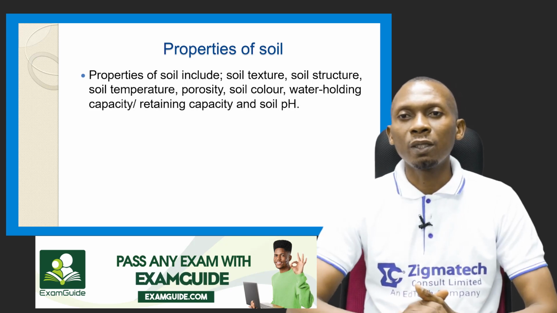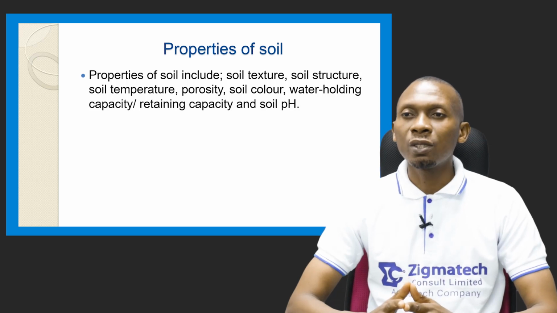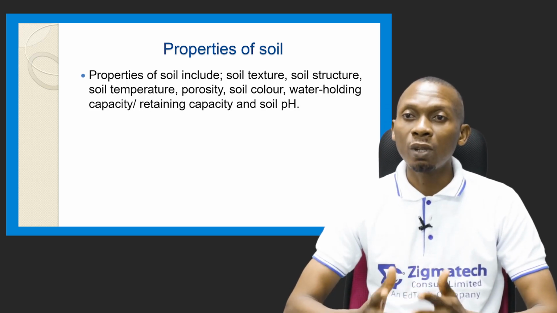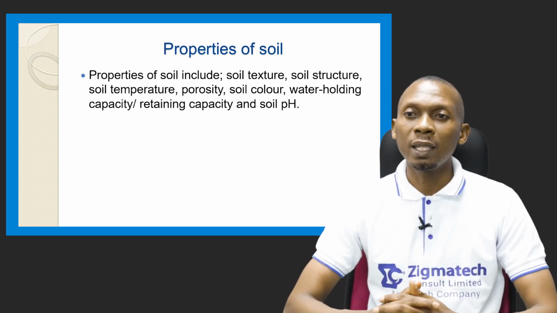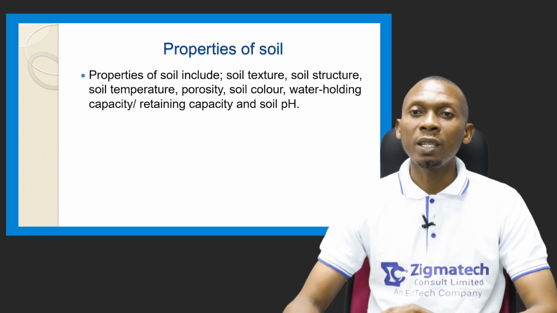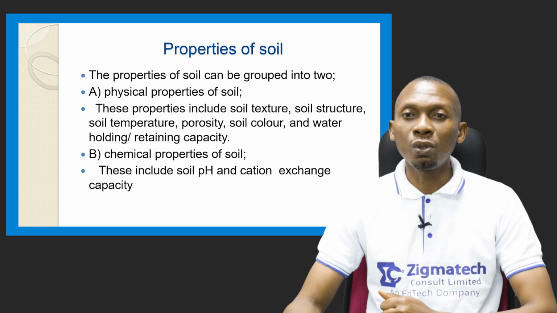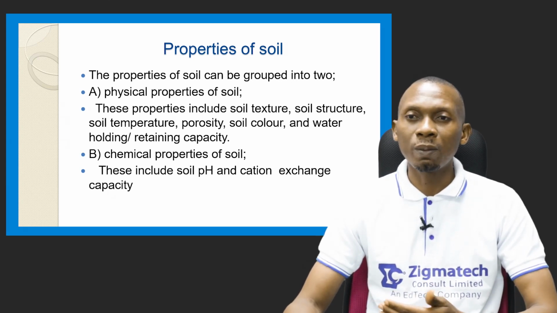Now, let's look at the properties of soil. The properties of soil include soil texture, soil structure, soil temperature, porosity, soil color, water holding capacity or retaining capacity, and soil pH. Now, the properties of soil can be grouped into two. We have the physical properties of soil and we also have the chemical properties of soil.